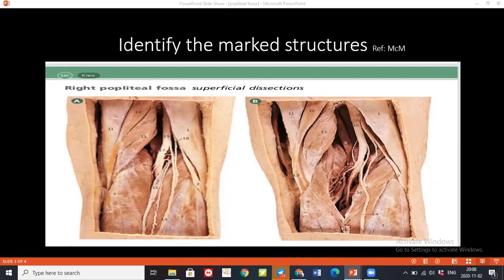For number one, you can directly say it is the short head of the biceps and it's supplied by the common peroneal nerve, that's it. Other than that, everything was almost good. Excellent. Short-headed biceps.